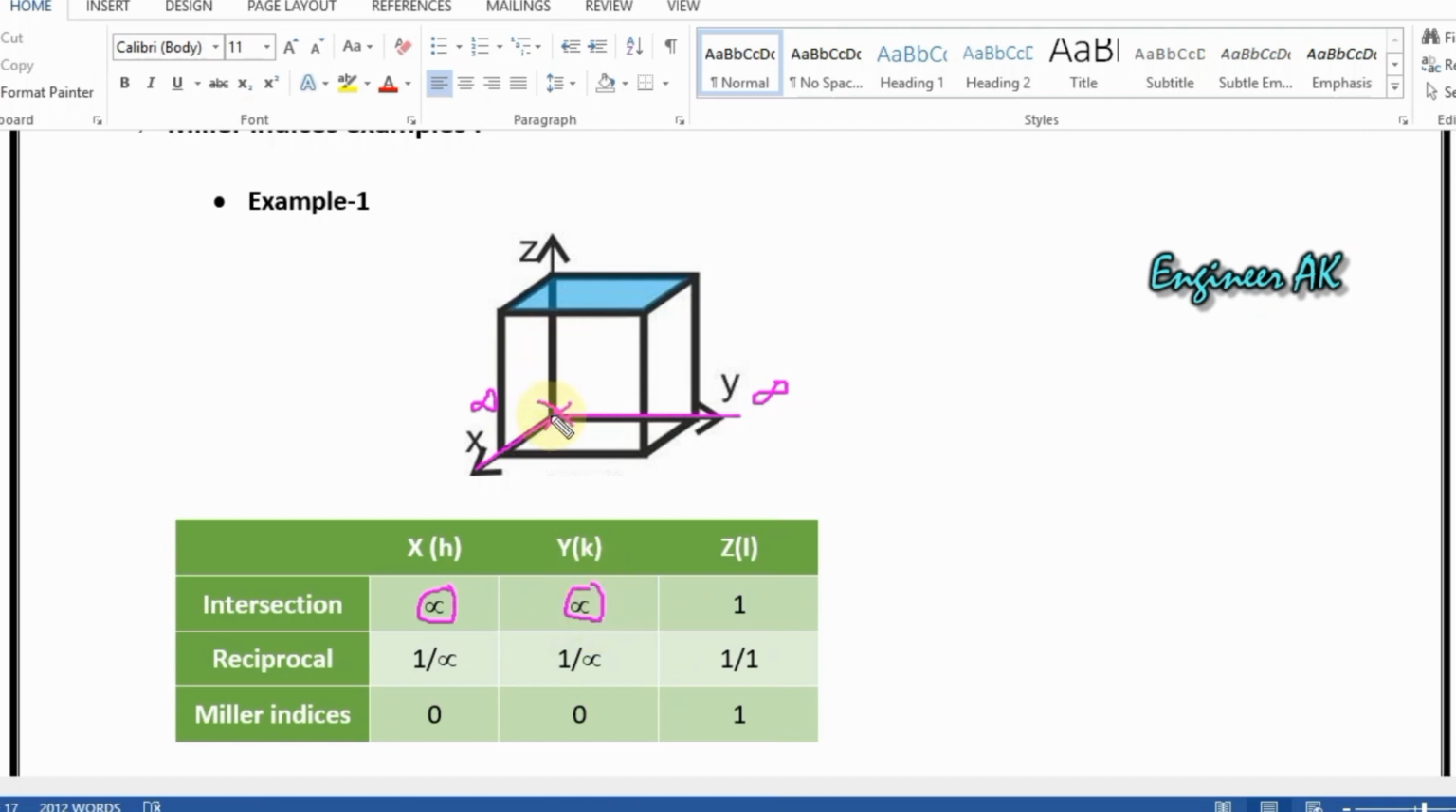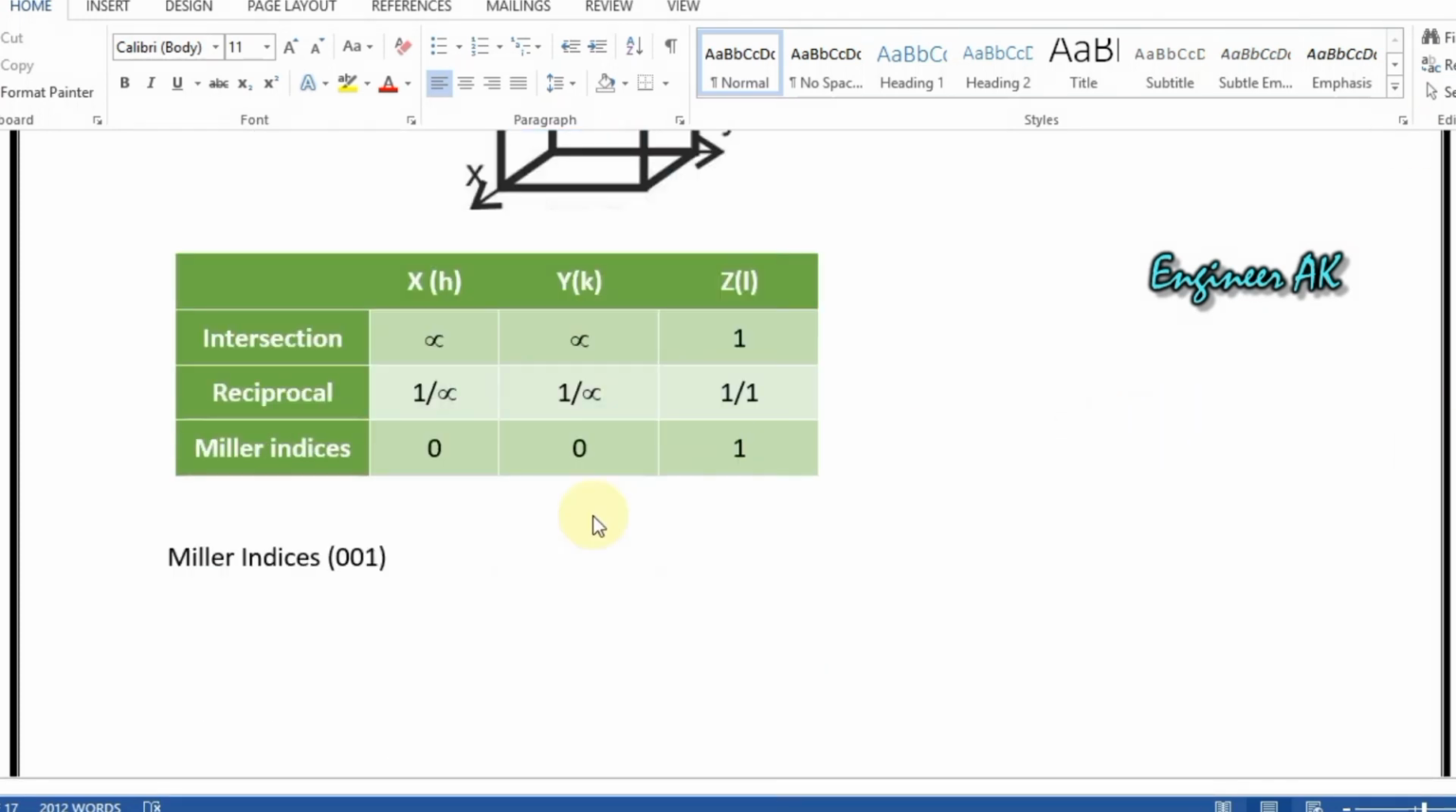But if I see at the z-axis, it is cutting at 1, right? Now taking the reciprocal: 1 over infinity, 1 over infinity, and 1 over 1. 1 over infinity gives 0, 1 over infinity gives 0, and 1 over 1 gives 1. So its Miller index is going to be 0 1 1. Let's see, right? Oh, sorry, 0 0 1.